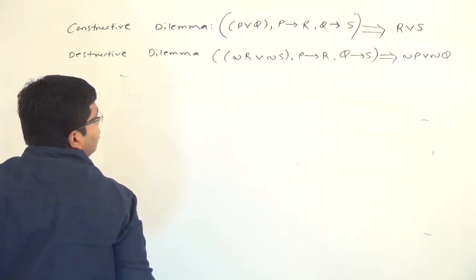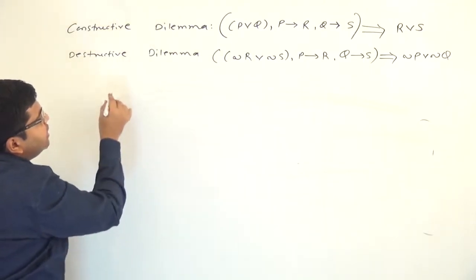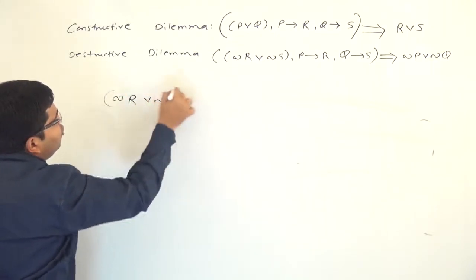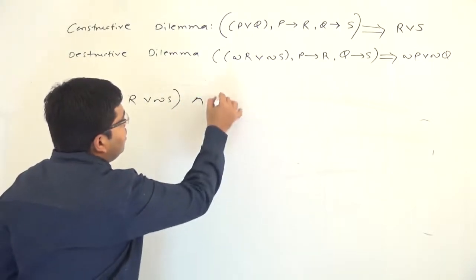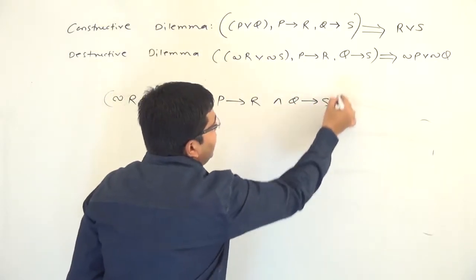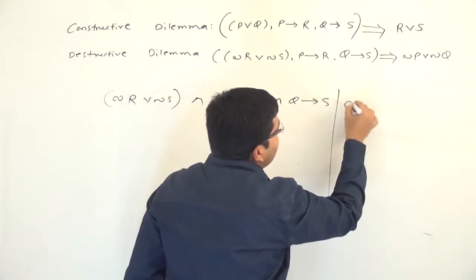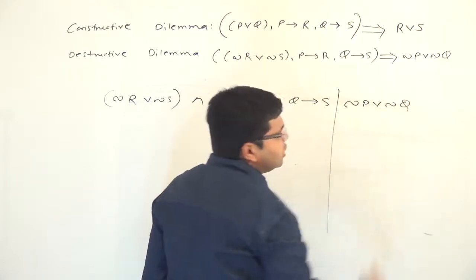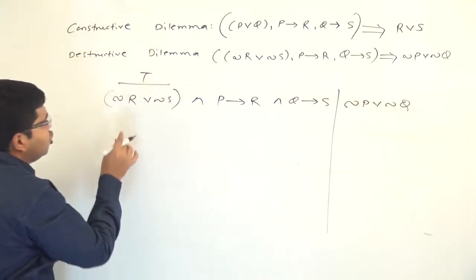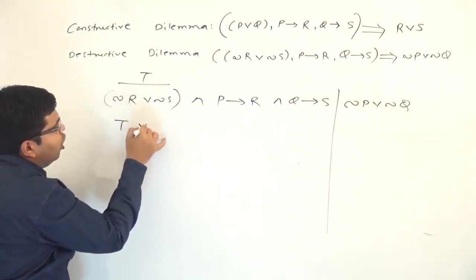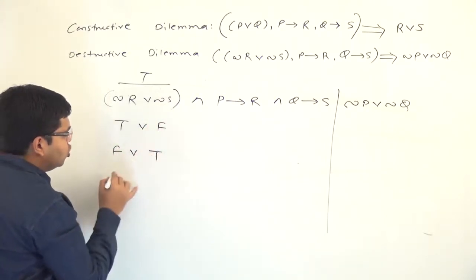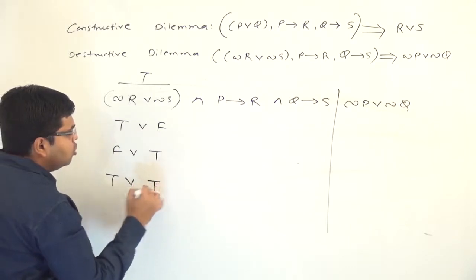Okay, let us write down the formula first. The left hand side is negation of R or negation of S, and P implies R, and Q implies S. Here we are going to see the value of negation of P or negation of Q. Now this should be true, so negation R should be true or negation S should be false, false or true, and finally true or true.